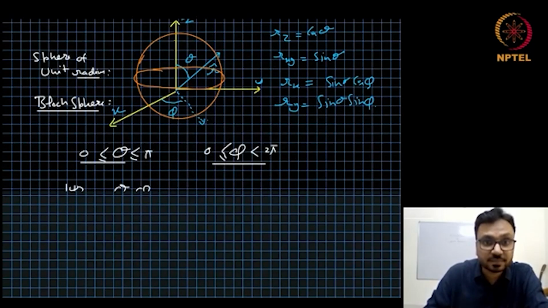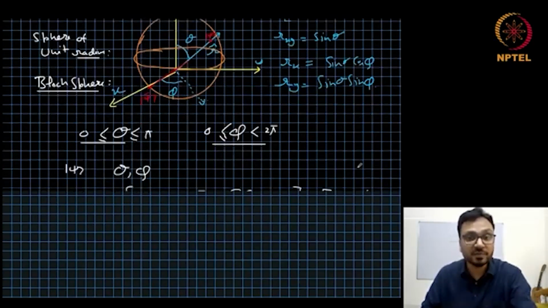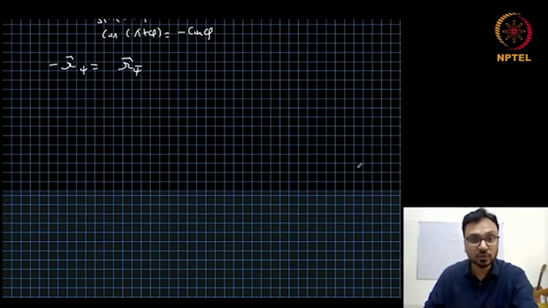If our state is given by this point here, then its diagonally opposite point will be where we extend this on the other side and it cuts somewhere here, and that will represent the orthogonal state. If this is psi, then the diagonally opposite point will be the orthogonal state.